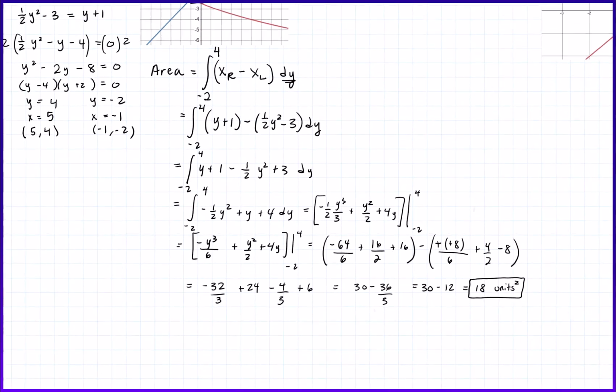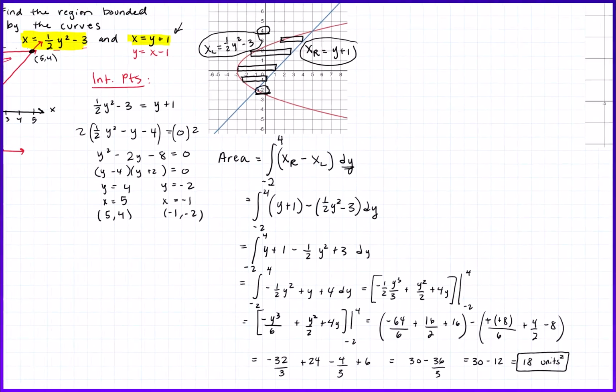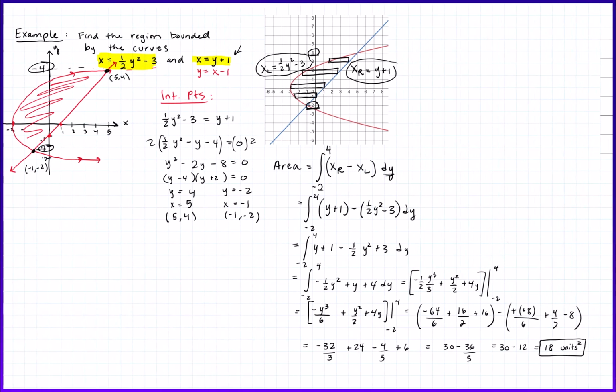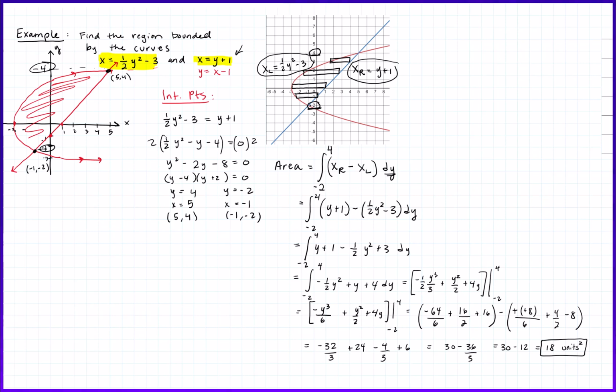Okay, and there we have it. 18 units squared of area. So let's zoom out so we can get that whole example, both graphs and everything. The graph we created, the graph from Desmos, the setup, finding the function on the right minus the function on the left, all the way through the calculation of the integral to the value of 18 square units of area. 18 units squared of area is enclosed between those two graphs. All right, and so that is how we set it up if we want to do it horizontally.